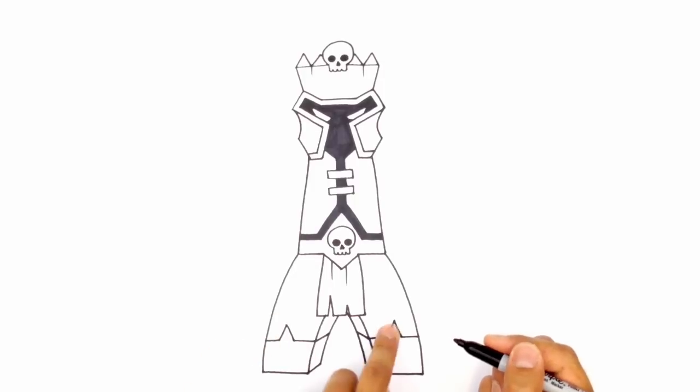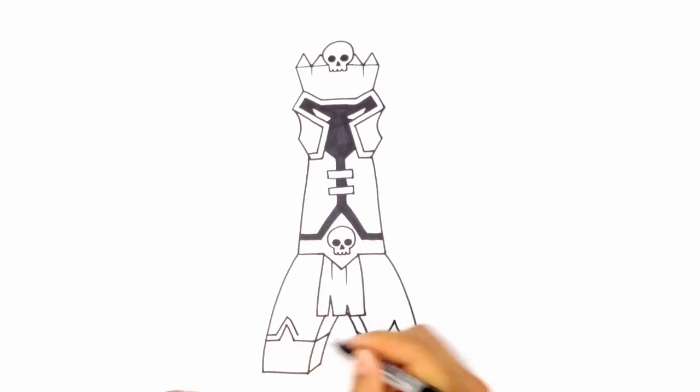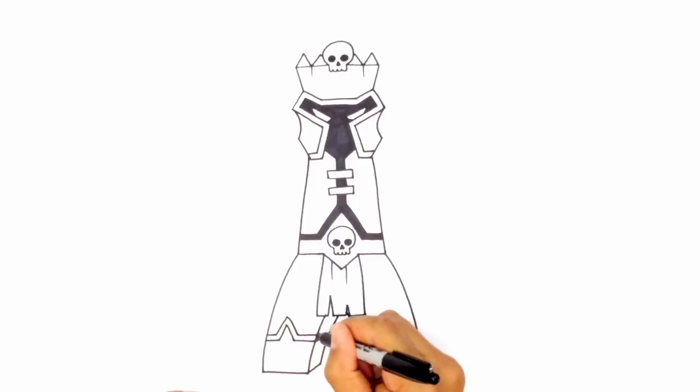We're just going to thicken all this up by trimming it out. So we're going to go to the top, just above that line, and just trace above it.